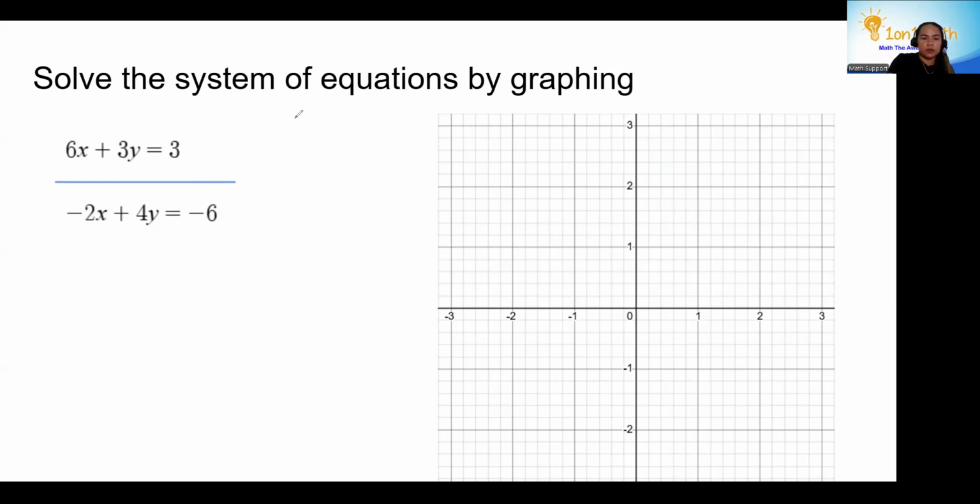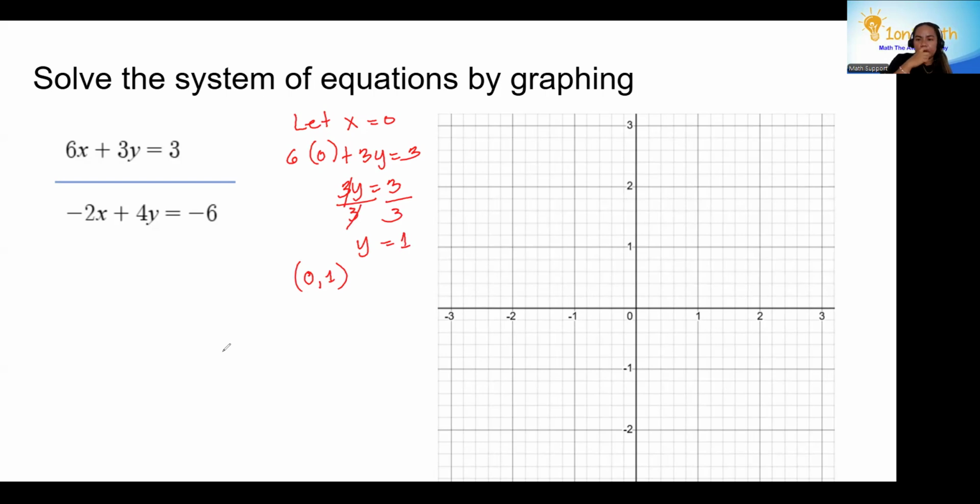All you have to do is first, let x equals 0 to solve for the y-intercept. 6 times 0 plus 3y equals 3. 6 times 0 is 0. 3y equals 3, divide both sides by 3. Then your y is 1. So the y-intercept is at (0, 1).